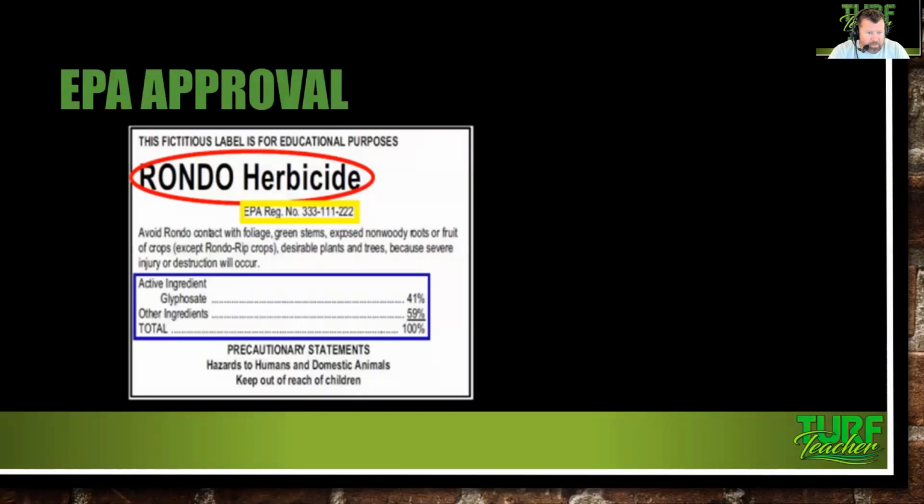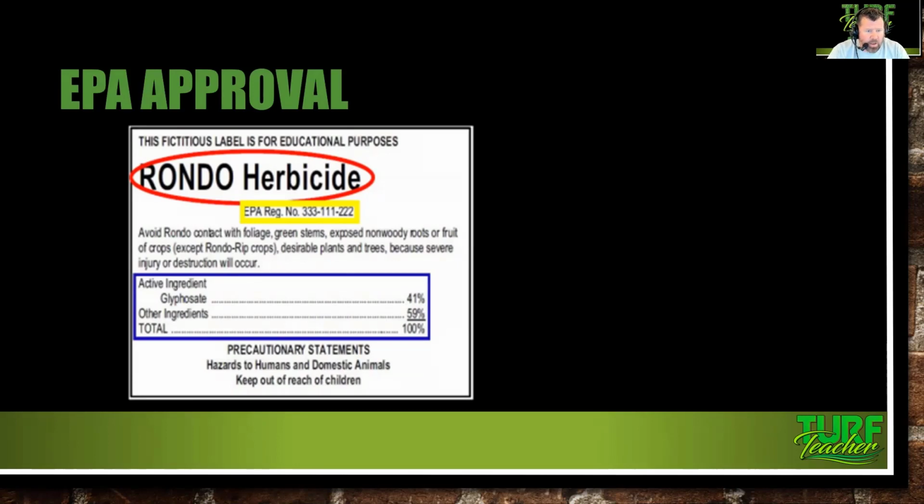The precautionary statements are there: hazardous to humans and domestic animals, and it always needs to be kept out of the reach of children. So preferably in a locked up storage bin, a little outdoor shed or whatever. I like keeping our pesticides separate. That's why I love the little sheds that you can buy at the big box store, and you can put them somewhere near your facility, and it just contains the pesticides. The only people that need access to that is you, being the owner, and your technicians that are applying the pesticides.